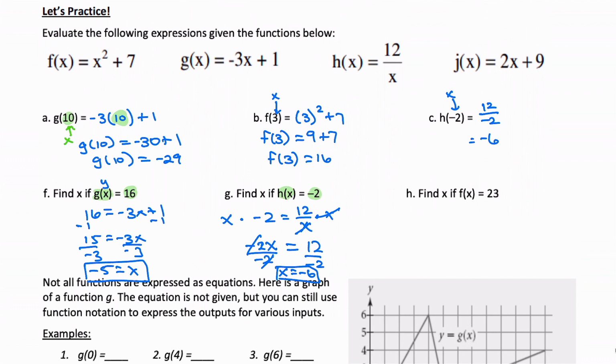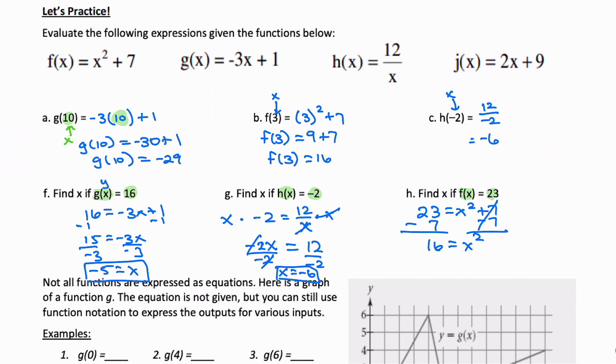All right, and then last one, find x if f of x is equal to 23. Here's f of x, so this gets replaced with the number 23. Notice that the x is going to stay the same because I'm replacing all of f of x, only the places where it says f of x. So f of x is equal to 23. So I write 23 is equal to x squared plus 7. I'm going to subtract 7 on both sides. I get 16 is equal to x squared.